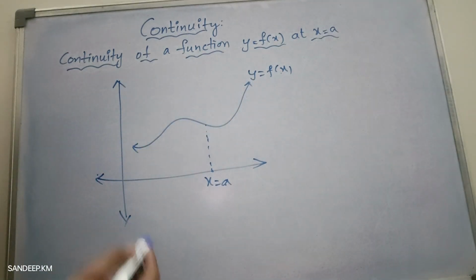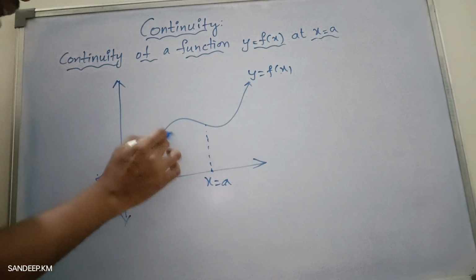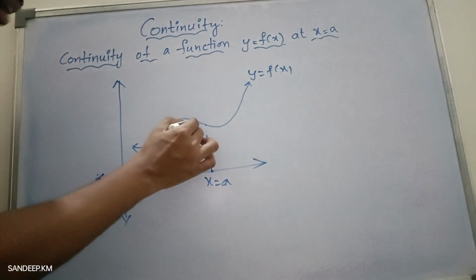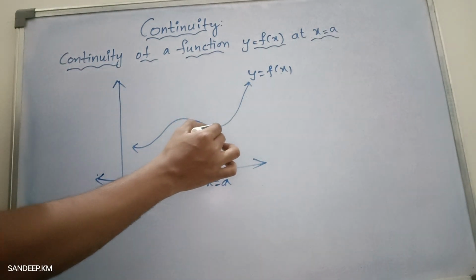Now at x is equal to a, dear students, if I am drawing the graph when input is nearing a, how will I draw the graph? Obviously, I am drawing the graph without lifting my hand, correct or not?